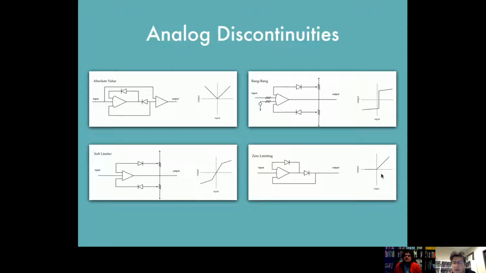First, if you look carefully at some analog textbooks, you'll find that nearly all of them have some treatment of what they call discontinuous functions, right? So you can put these together in various ways so that you have functions that have discontinuities. So this is an absolute value function, what they call the bang-bang function here, a soft limiter here, a zero limiting function here. And the point is they, in one sense, weren't completely continuous. So each one has a discontinuity at certain points.